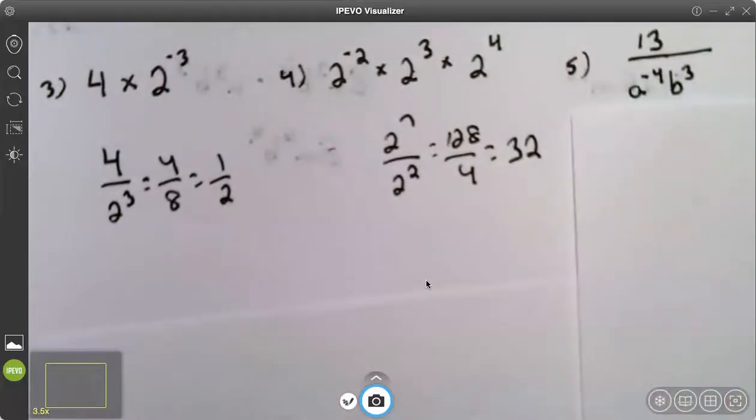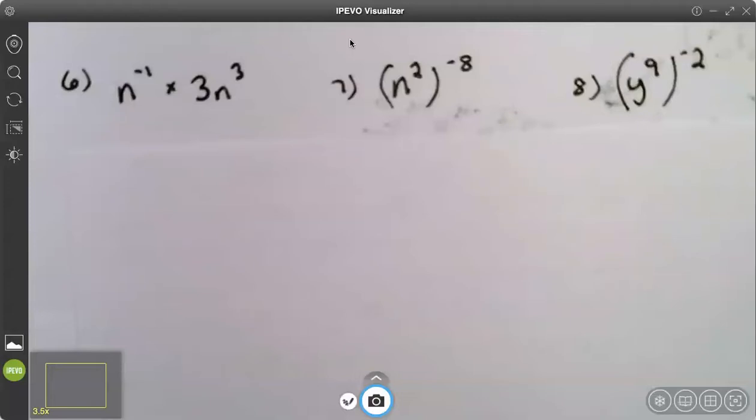Number five. Number five is very quick. All you do is take the a to the negative 4 and move it up to make it positive. So your answer is 13 a to the fourth over b cubed. Number six.